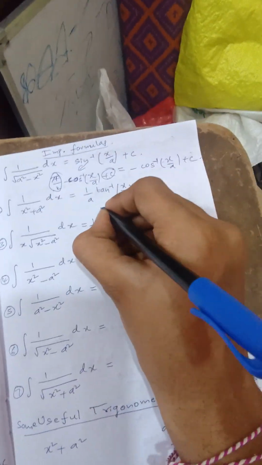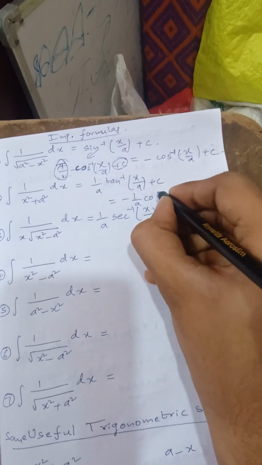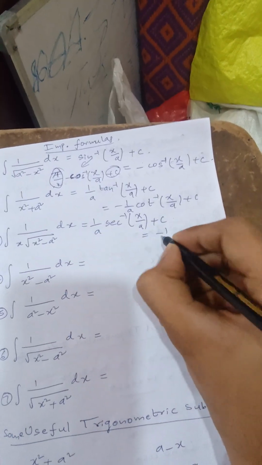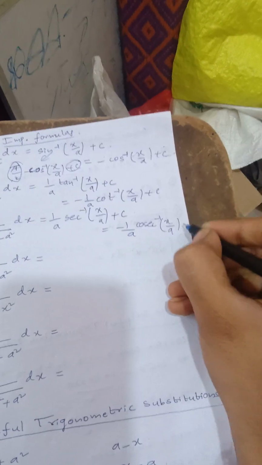So we can write this also as minus 1 by a cot inverse of x by a plus c. This also we can write as minus 1 by a cosecant inverse of x by a plus c.